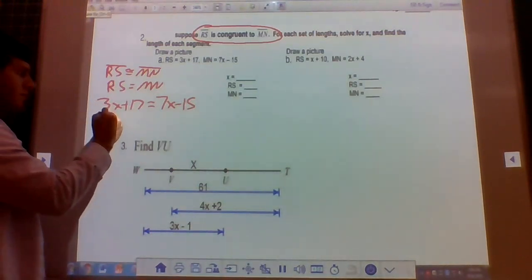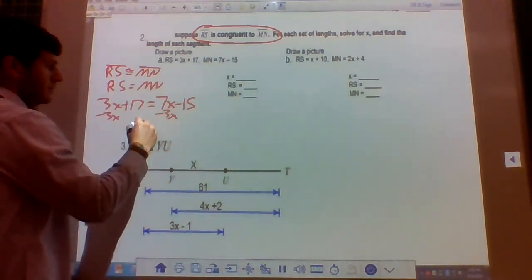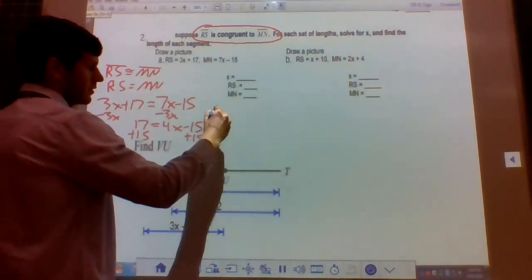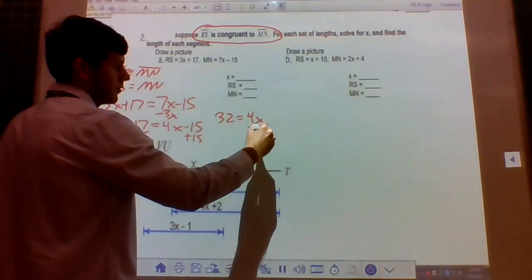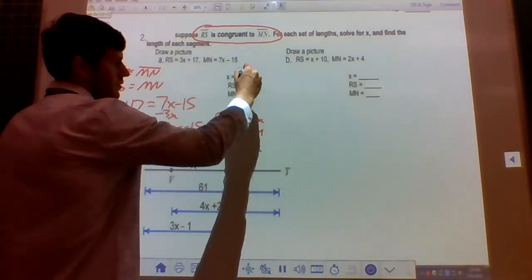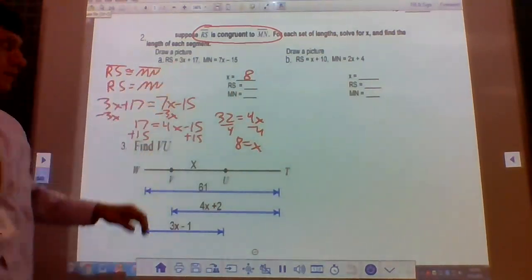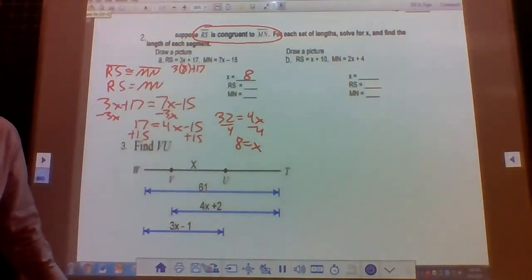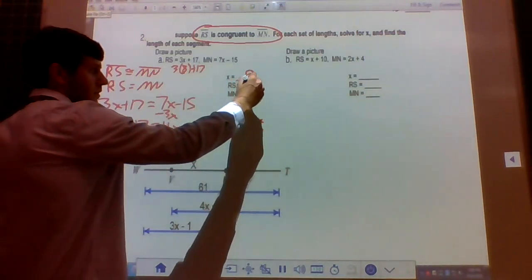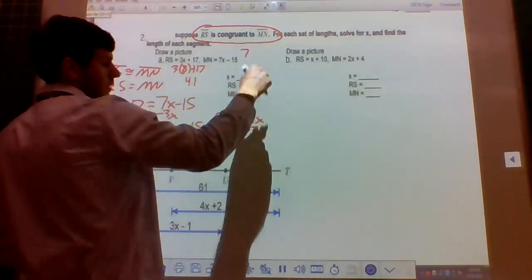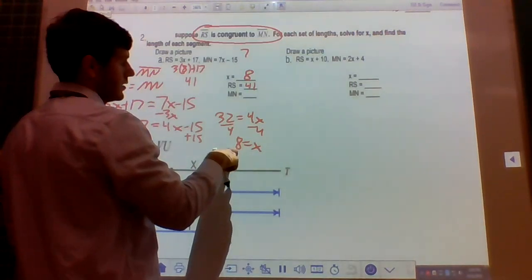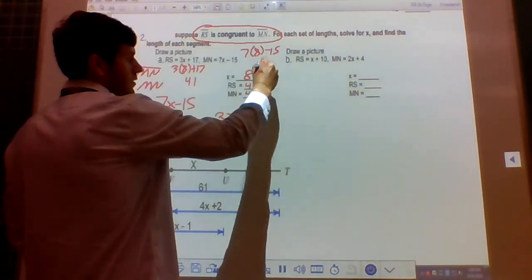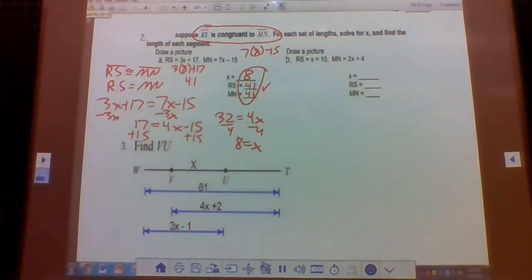Subtract 3x. We get 17 equals 4x minus 15. We can add 15 to both sides. We're going to get 32 equals 4x, and then we can divide by 4, and we get 8 equals x. We can substitute in, so 3 times 8 plus 17. That's 24 plus 17 is 41. Okay, and then 7 times 8 minus 15, that's going to be 56 minus 15, that's also 41. So we know we're right because it should be 41 and 41.